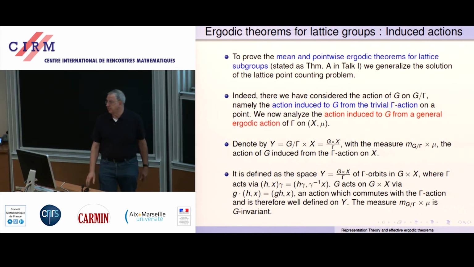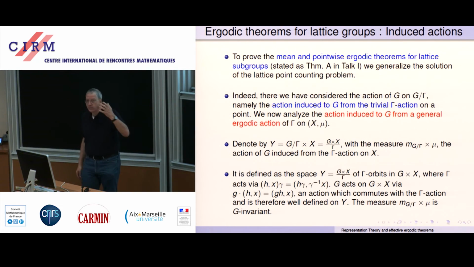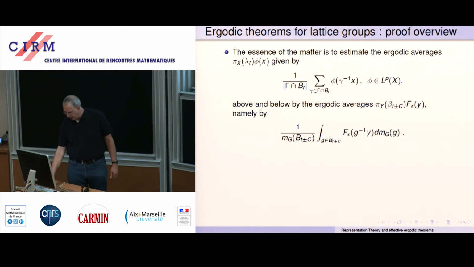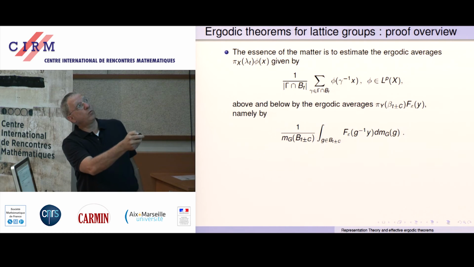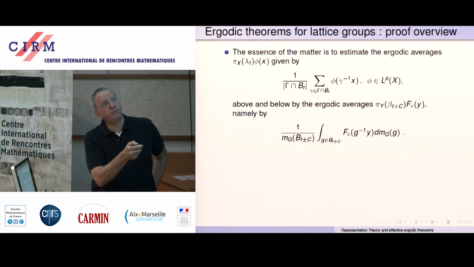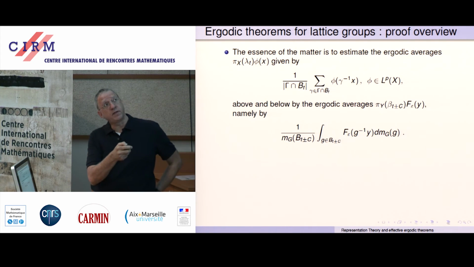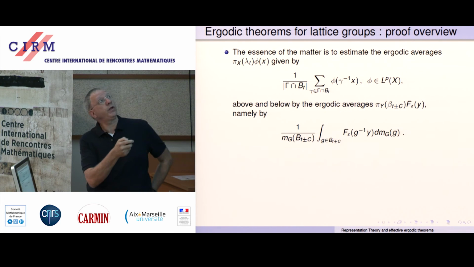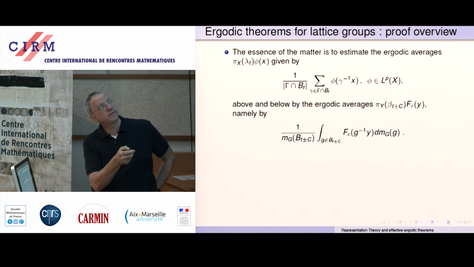So how do we do this? Now, the basic idea for doing this is really very, very simple, and it's motivated completely by the lattice point counting problem. The essence of the matter is obviously to estimate the ergodic averages on gamma which are given in this form. We are interested in gamma intersect BT, and we translate these functions. And that's the usual ergodic average for these sets, which we call pi x lambda t phi x.